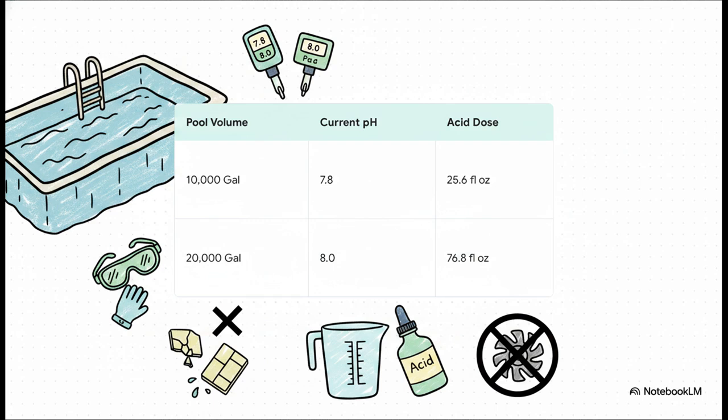This is exactly why you can't just guess your pool volume or eyeball a quick splash of acid. Doing that can lead to a massive overcorrection, totally crashing your pH below 7.0 and creating highly corrosive water that'll literally eat your pool equipment alive. So measure your pool and measure your acid.